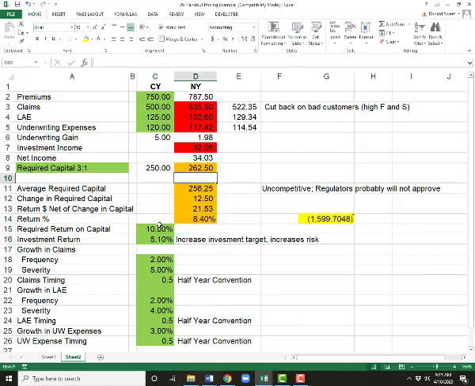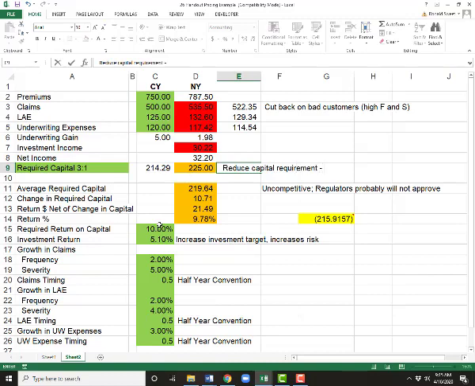What else can you do? Well, you could reduce your capital requirement. So instead of doing 3-to-1, do 3.5-to-1. That gets you closer. So reduce your capital requirement.